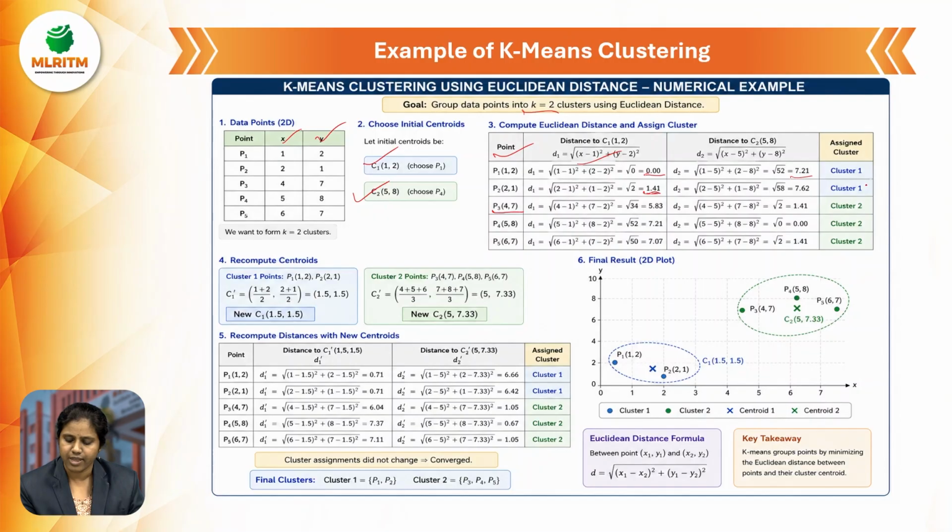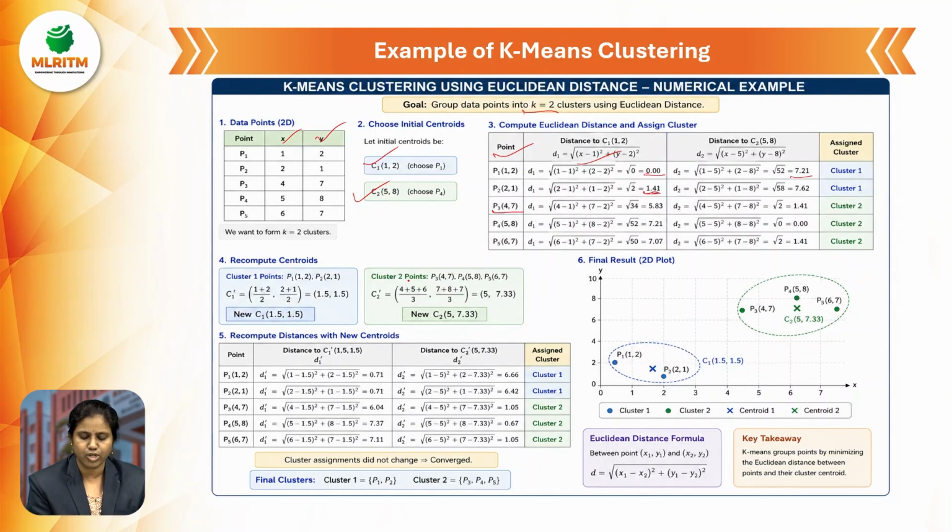So you see here cluster C1 has points P1 and P2, and cluster 2 has P3, P4, and P5. Now the next step is to recompute the centroids. How to recompute the centroids: like I said, the formula is (x1 plus x2) by 2 and (y1 plus y2) by 2. So (1 plus 2) by 2 and (2 plus 1) by 2. So it's 1.5, 1.5. The new centroid is 1.5 comma 1.5.